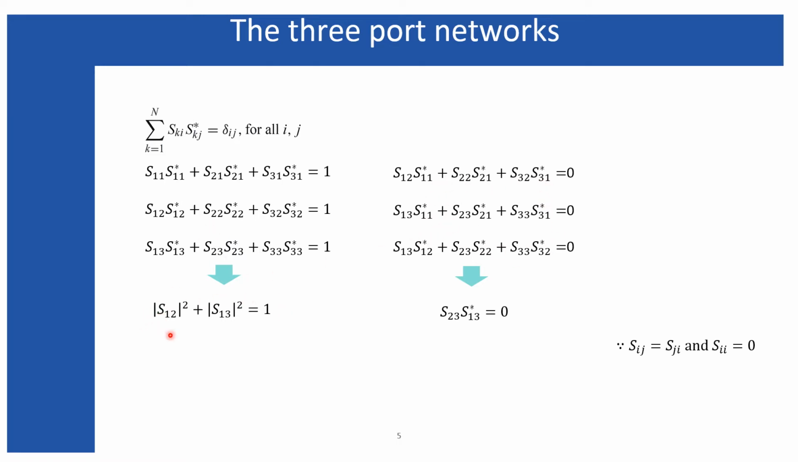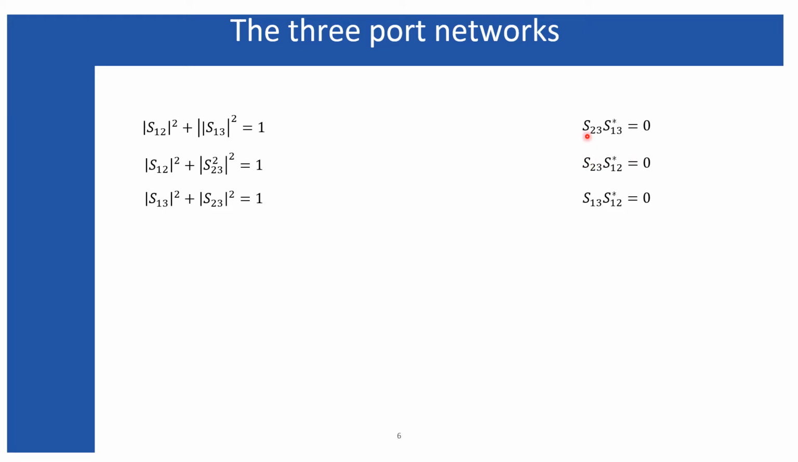So power in port 1 when you are exciting port 2 plus power in port 1 when you are exciting port 3 is equal to 1. But the corresponding this term will be 0. And these two conditions we are having due to this lossless property of the network. Similarly, these other two equations from the left hand side and the right hand side will result in this one.